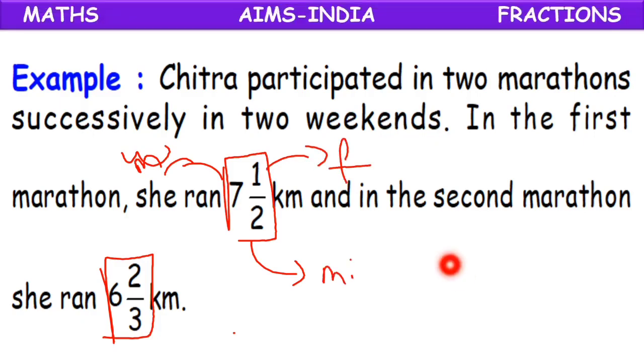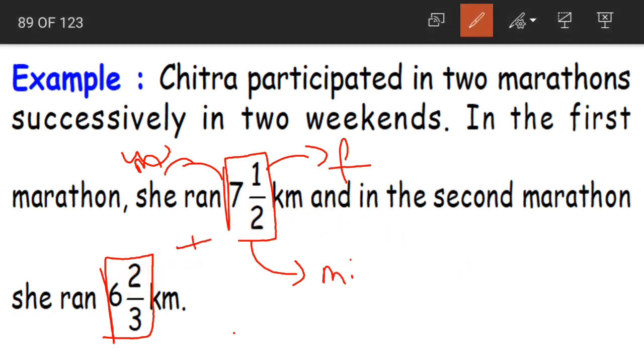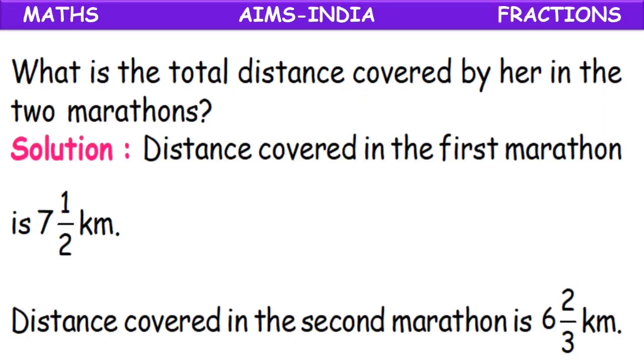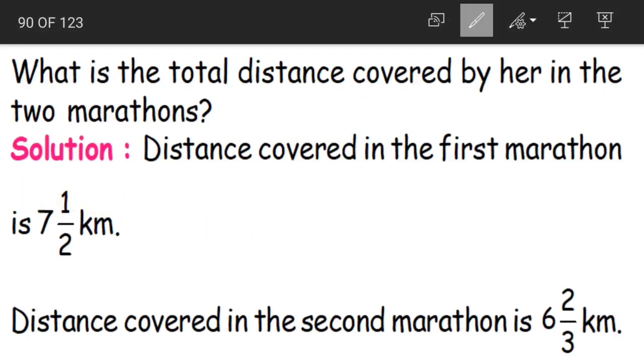Now again, to find out the total distance covered, we need to add 7 1 by 2 plus 6 2 by 3 kilometers. Then we'll get the total distance covered. So before writing the solution children, again what should we do in word problems? First we need to write down the information that is given in the question.